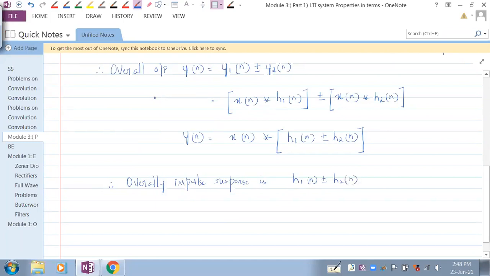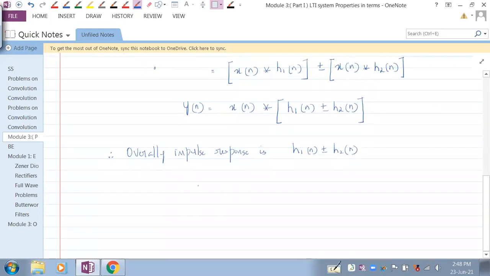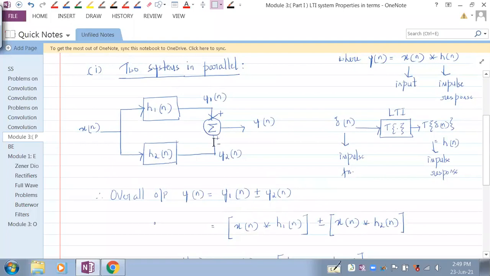So when would this happen? When you have systems in parallel. You will be adding or subtracting the impulse responses, and this is how the overall system looks. Depending on the sign, you add or subtract them. Here I have given plus or minus, and that's why the plus or minus sign has come.